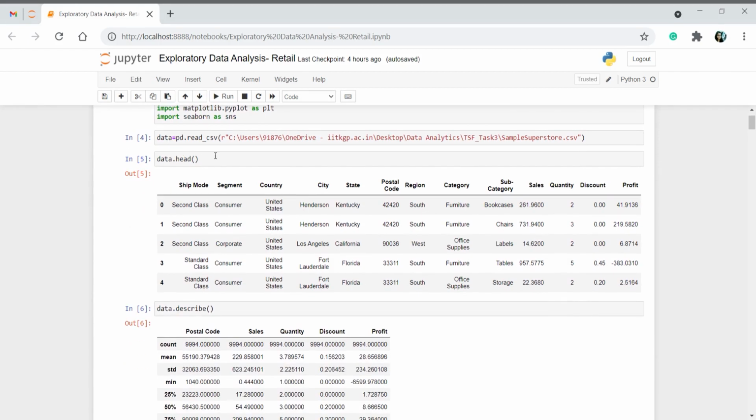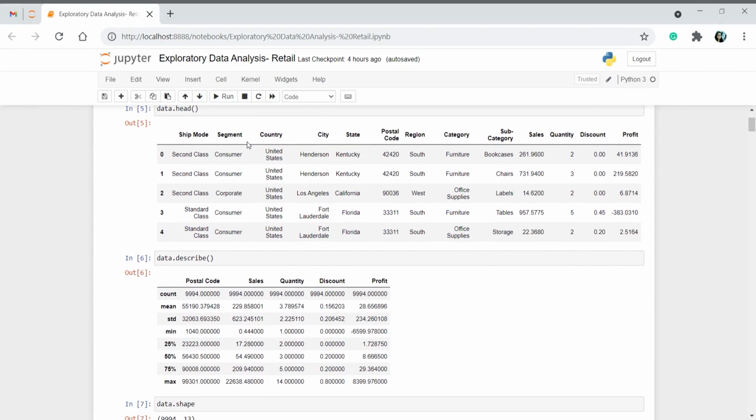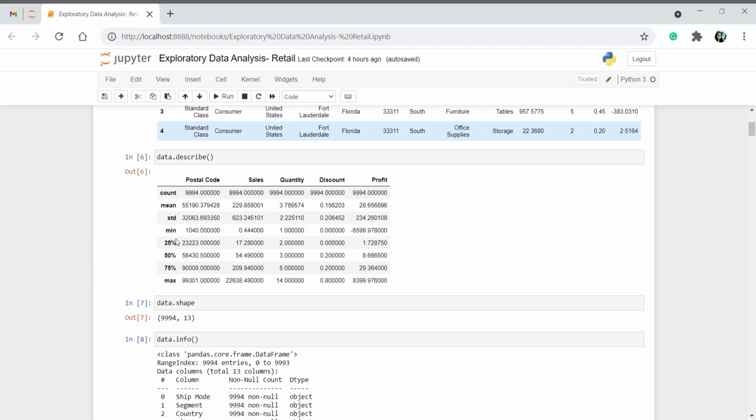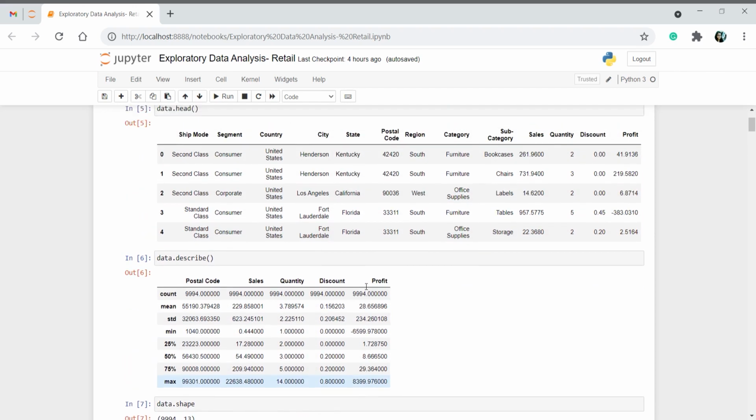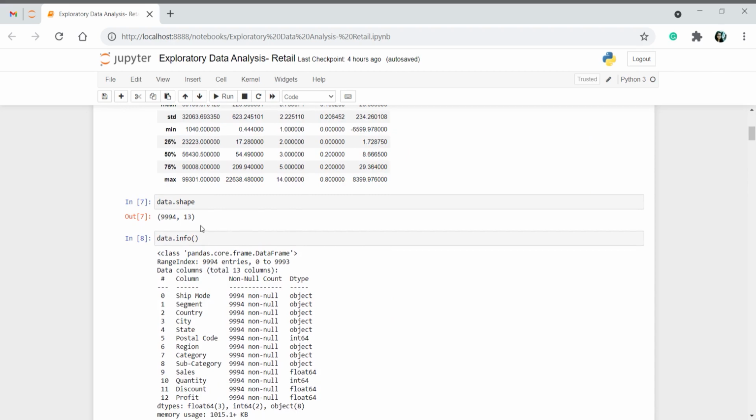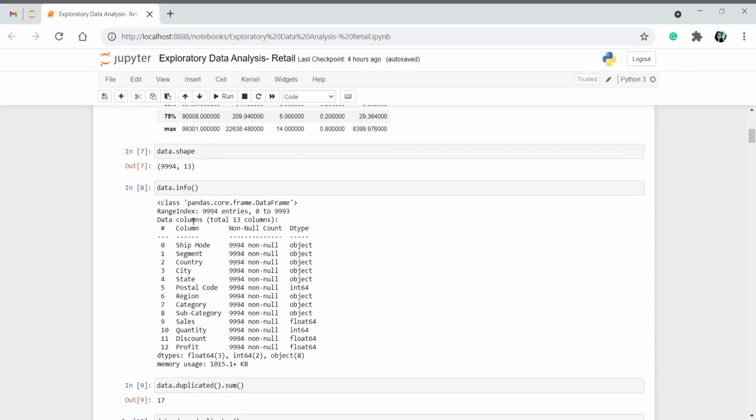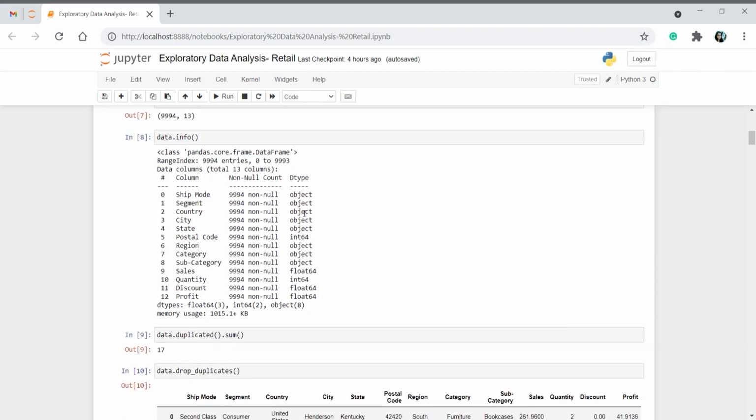Categories, reading the data. This is the head of the data. All the attributes are shown here, and the first five tuples. This describes the structure of our data. This is the shape and structure of data. This describes the data type of all the attributes or column names.